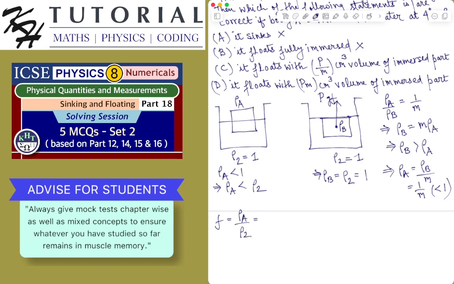Okay. Now what is rho A? From the right hand side we got rho A is 1 by m. So this is 1 by m divided by rho 2. Rho 2 is 1. So this is 1 by m. So 1 by mth part of the body A will be immersed in the water.